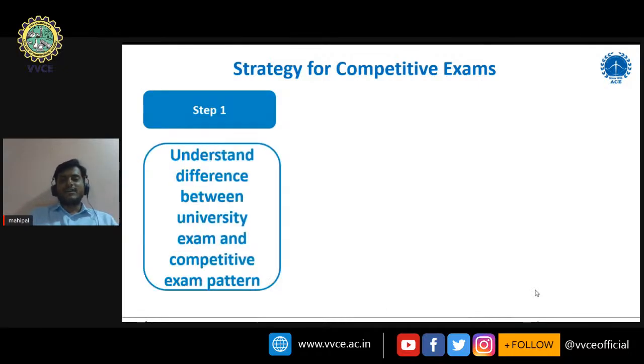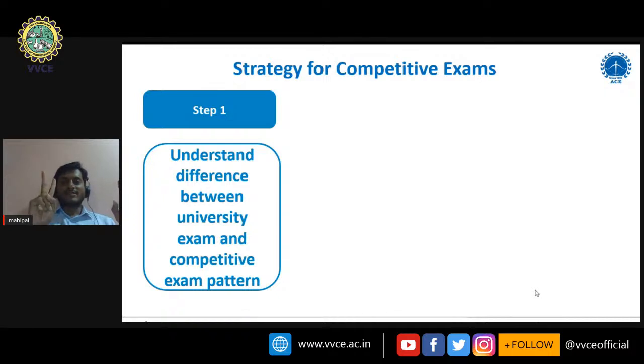That's your first step: to understand the difference between a university exam and a competitive exam. I'm sure by this time you have got a fair idea about what a university examination is. You also know about competitive exams, but it is my job to explain the difference between these two. Competitive exams are in objective type mode. University exams are essay type.